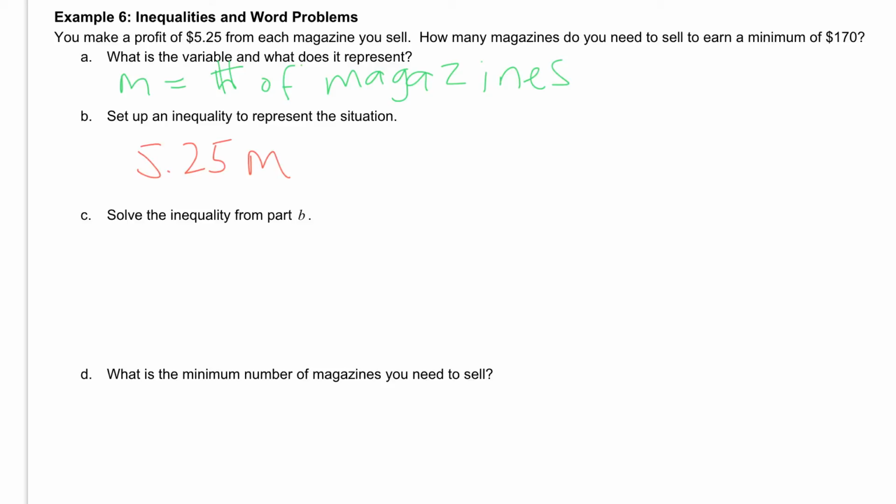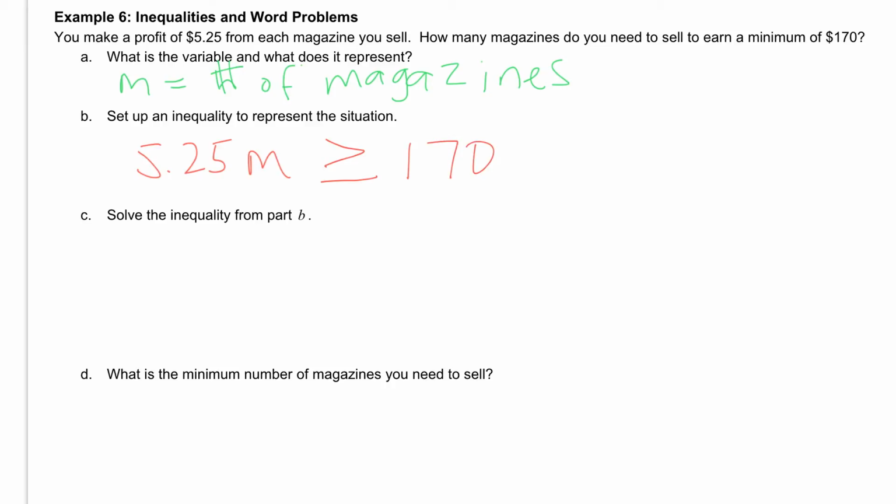And then it says, how many magazines do you need to sell to earn a minimum of $170? So you want to earn $170 or more, which means you want this amount, this 5.25M, to be $170 or more. That means we want to use the greater than or equal to sign, and we want that greater than or equal to 170.